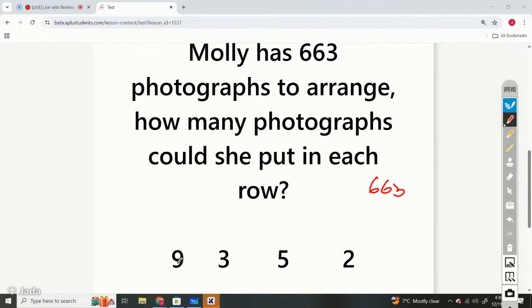So start with the first one. The divisibility rule for 9 is you need to add up the digits. If the sum is divisible by 9, the number is divisible by 9. So 6 plus 6 is 12 and 3 is 15. 15, do we have 15 in the table of 9? No, that is not divisible by 9.